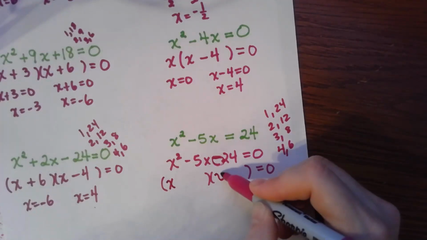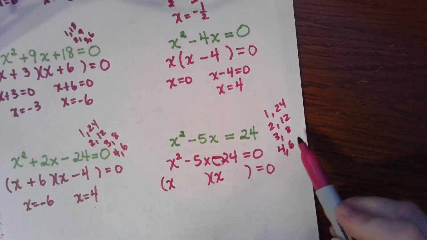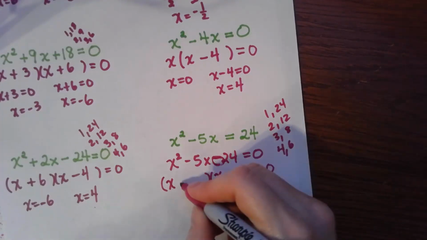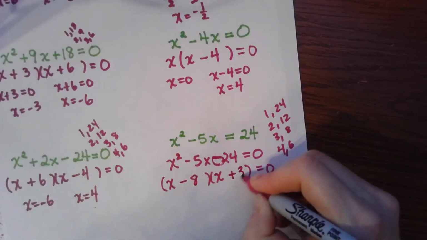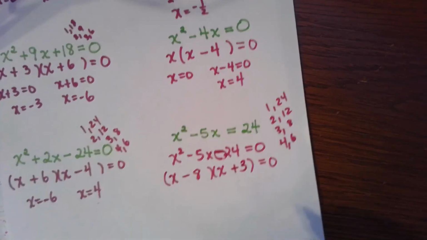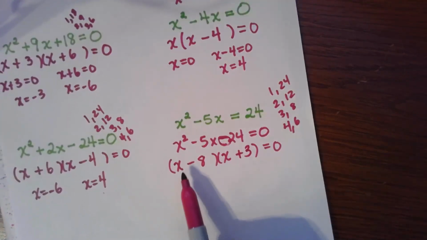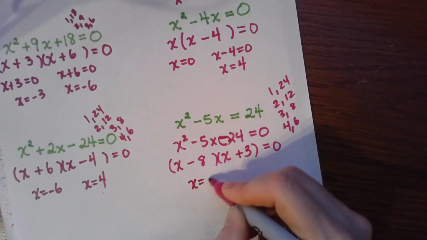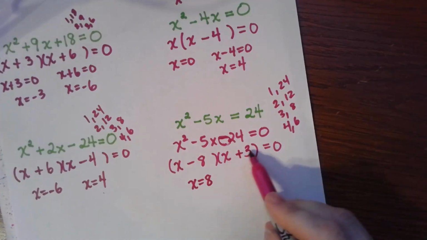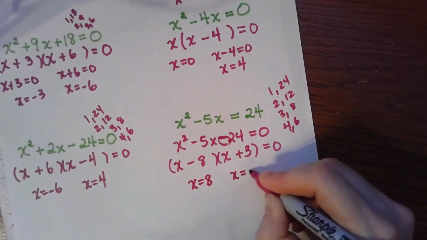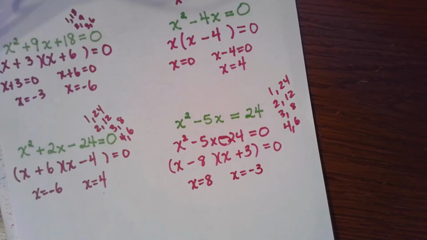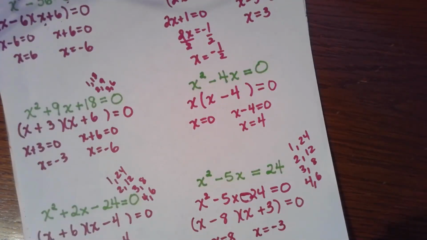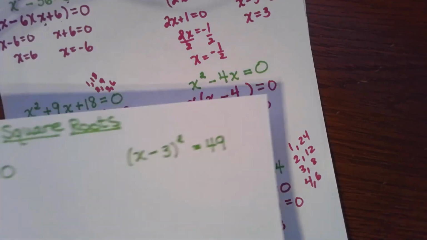Okay, so let me put my x's in here. So if I wanted to get a negative 5, I would need a negative 8 and a positive 3 to get negative 5. So I would need a negative 8 and a positive 3. Okay. And so, the first factor, how can I make that 0? Well, that's when x is 8. And the second factor, I can make that 0 when x is negative 3. Okay. So hopefully that is a good review of using factoring to solve quadratic equations.